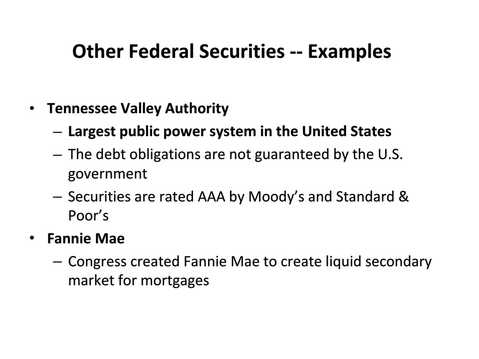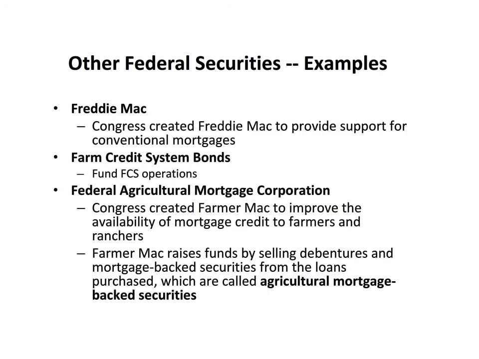Some of those GSEs include the Tennessee Valley Authority, which is a power system in the United States, primarily in the southern U.S. Fannie Mae was created by the federal government for mortgage-backed securities. You might recall in 2008, Fannie Mae did blow up, and it turns out that their agency bonds were backed by the full faith and credit of the U.S. government. Freddie Mac is another mortgage-backed securities organization. It had the same issues as Fannie Mae.